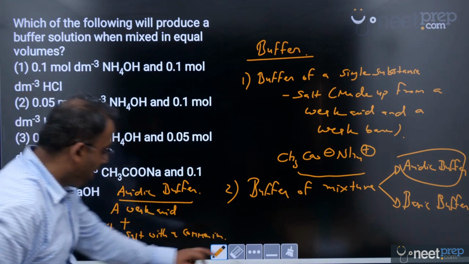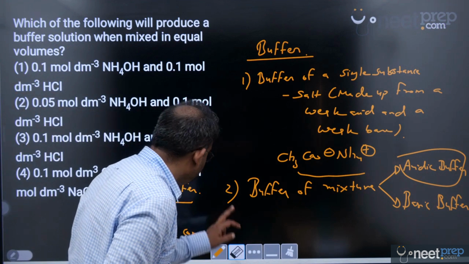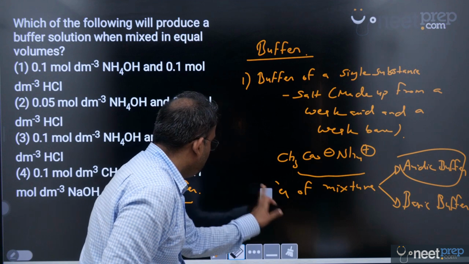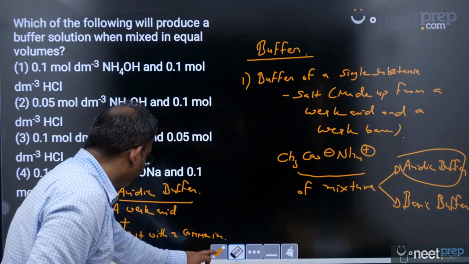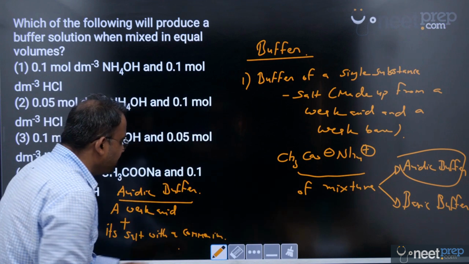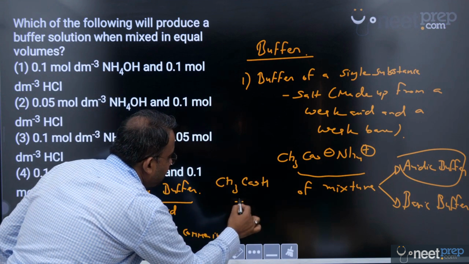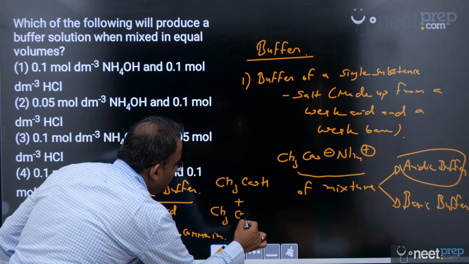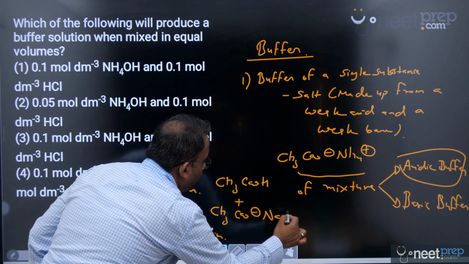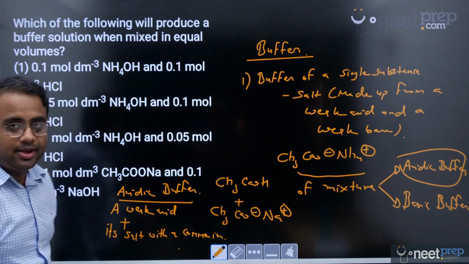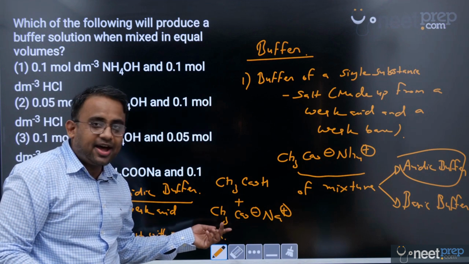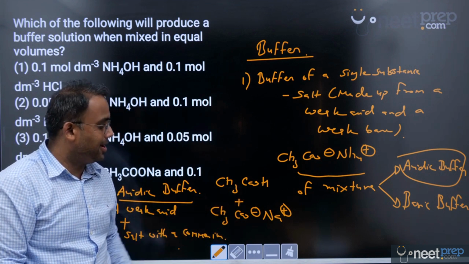Let me give you an example here. We have a weak acid, like acetic acid, plus its salt with a common ion. Which ion is the common ion here? I presume the acetate ion is our common ion here.